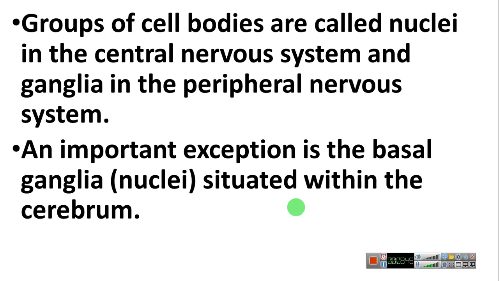Groups of cell bodies are called nuclei in the central nervous system and ganglia in the peripheral nervous system. Groups of cell bodies are called nuclei in the central nervous system, and ganglia in the peripheral nervous system.